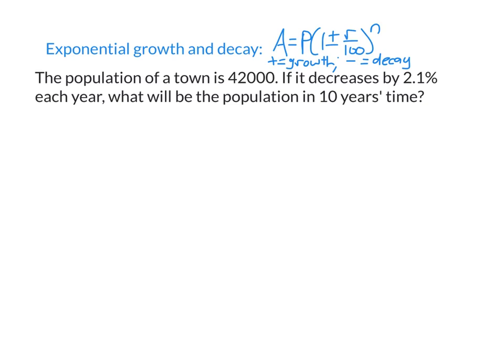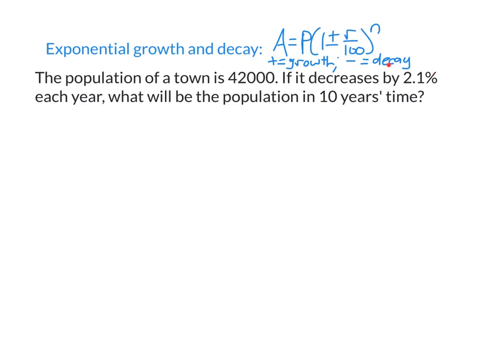So what's happening with the population of this town? It would decrease by 2.1% of 42,000. It would decrease by 882 people in the first year, decrease by about 863 in the second year, then maybe around 846 in the third year. It's decreasing at a decreasing rate. The number of people leaving the town is decreasing each year, but the percentage is the same.